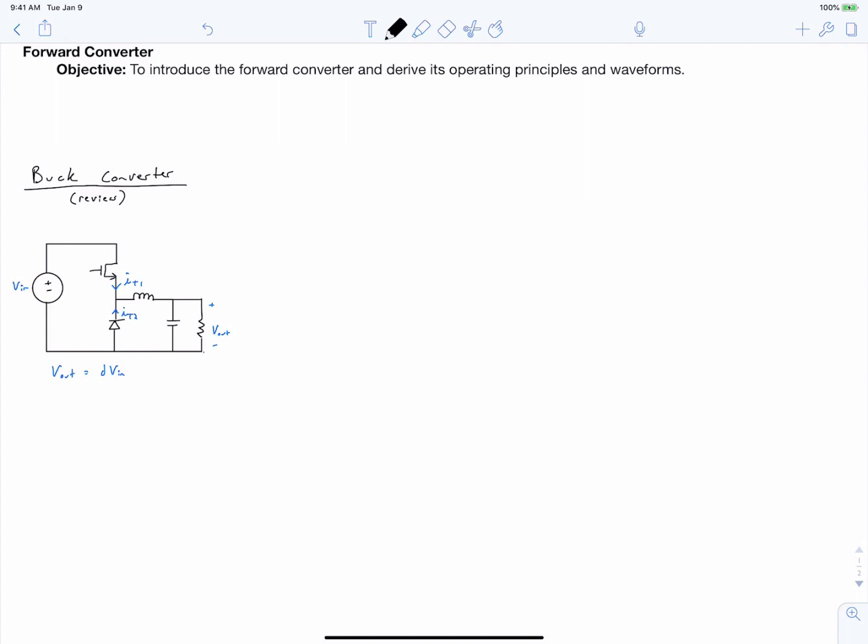So flyback converters are used for rather low power ratings, perhaps less than 50 watts, something on the order of a laptop power supply or a cell phone charger. Forward converters are still used for low power, but their power range increases up to about 1 kilowatt.